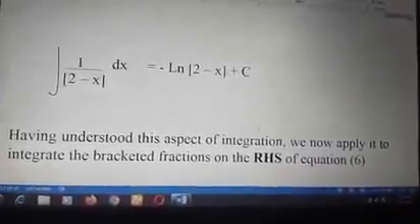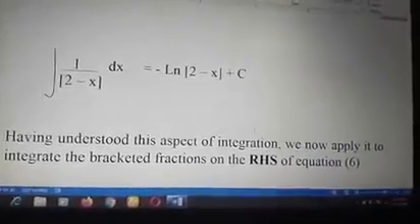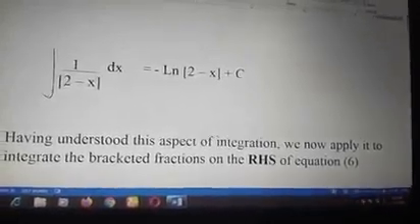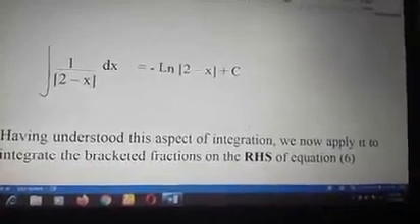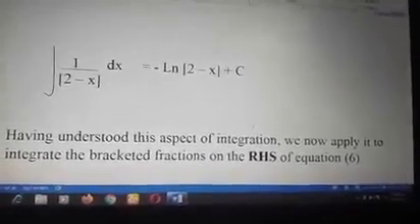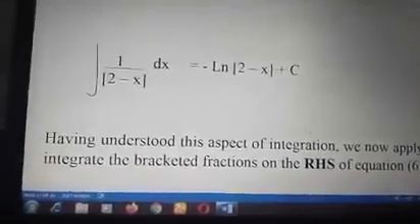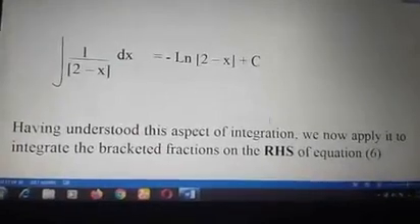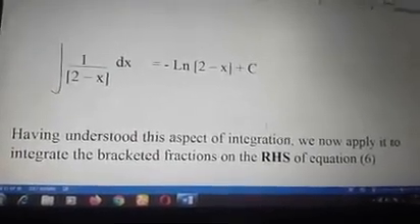Then divide ln 2 minus s by the coefficient of s, which is minus 1. We now have a minus in front of the ln, because we divided ln 2 minus s by minus 1, the coefficient of s on the denominator. So we now have minus ln 2 minus s plus c.